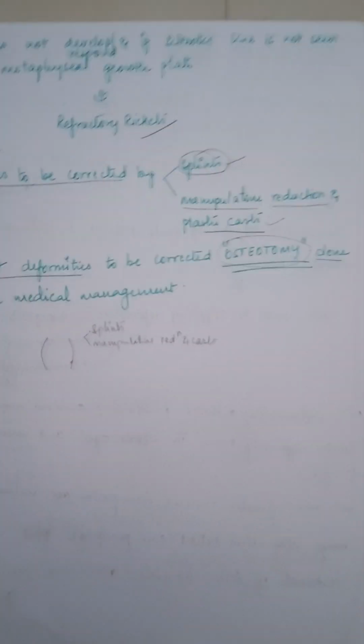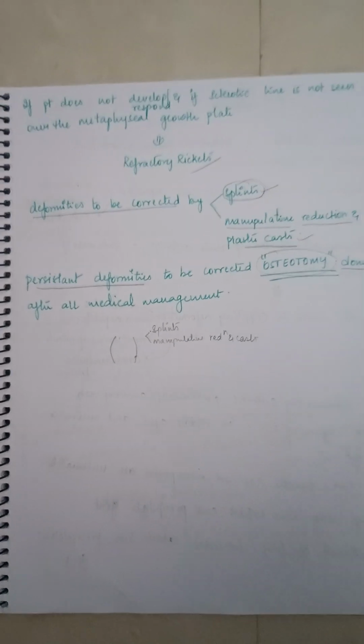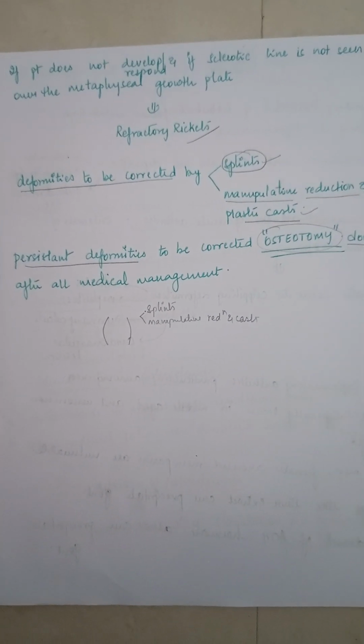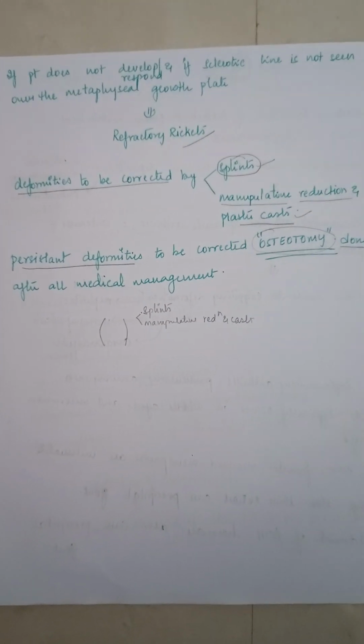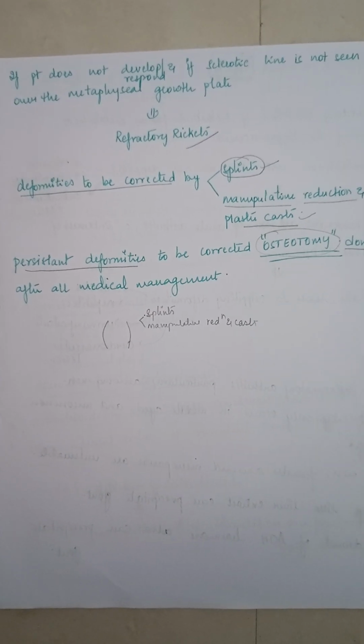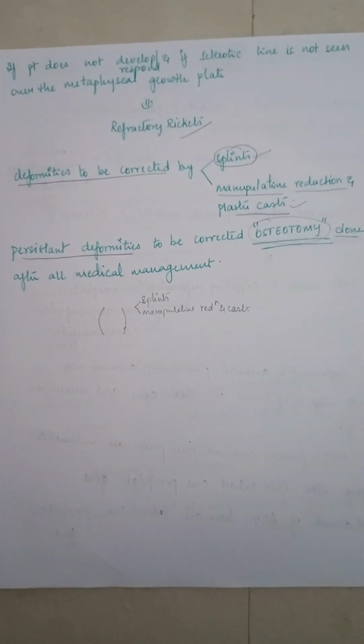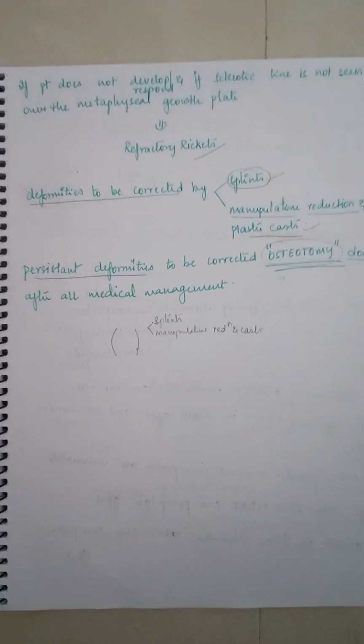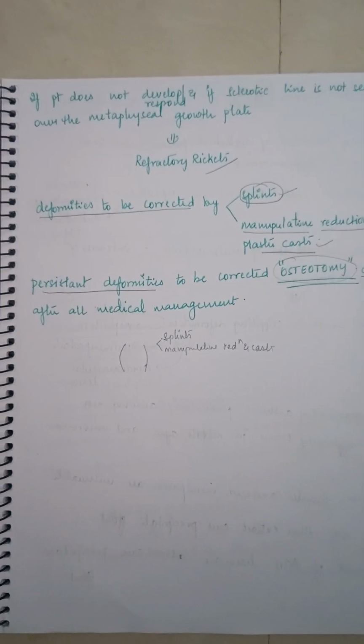But in the second scenario, if the patient is not having any line of sclerosis, if the patient is not recovering, and you see that there is no sclerosis at the metaphyseal growth plate region, then this is known as refractory rickets. Refractory rickets we'll learn in another topic. It is a separate entity.